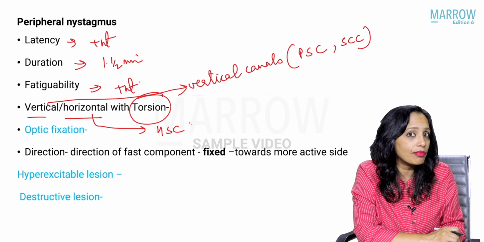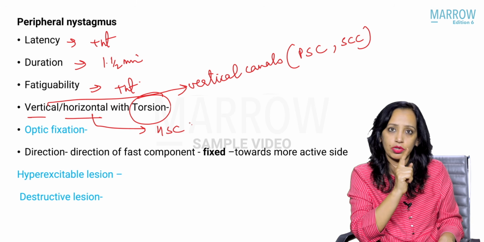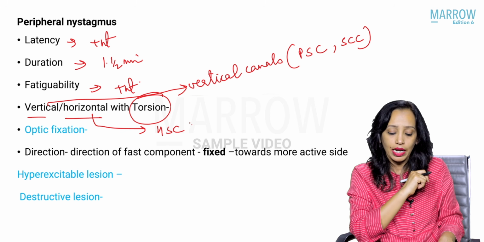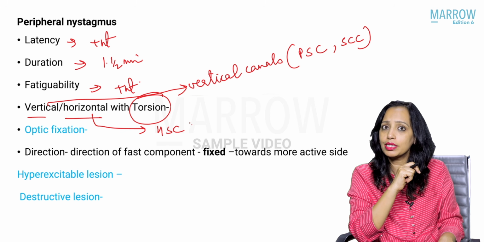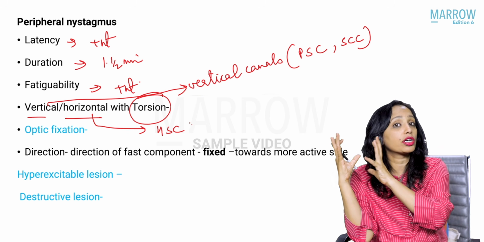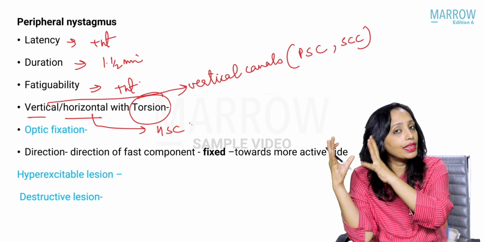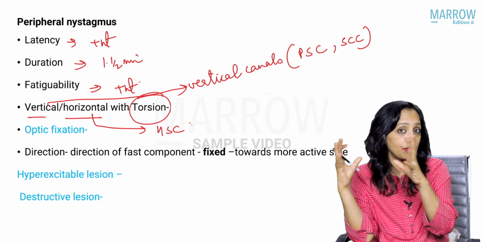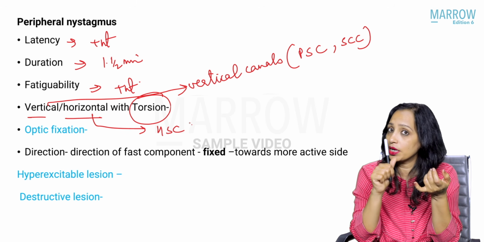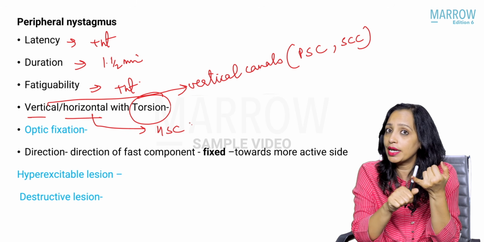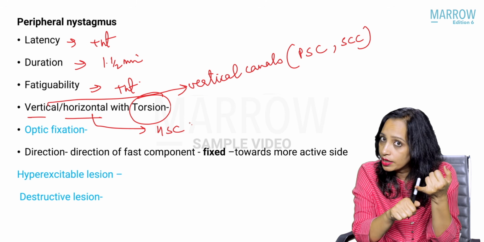So what would be the type of nystagmus? Always a horizontal nystagmus. So always remember this. Now another important thing you need to remember is that if there is complete destruction of one side labyrinth, again the nystagmus will be a horizontal nystagmus. So horizontal nystagmus, vertical nystagmus with torsion, if you are getting, it indicates involvement of inner ear.